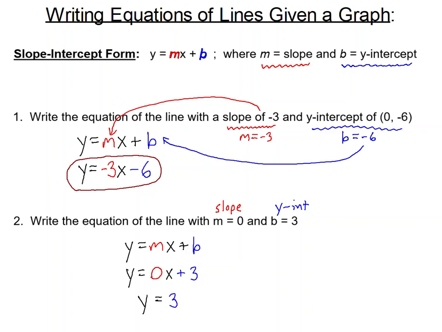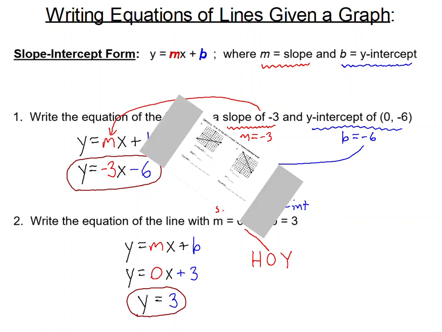And this is one of our special types of lines. This is our HOY. Remember that HOY is a horizontal line. The slope is 0, and it will be y equals some number. And that's what it is. Y equals 3 in this case.